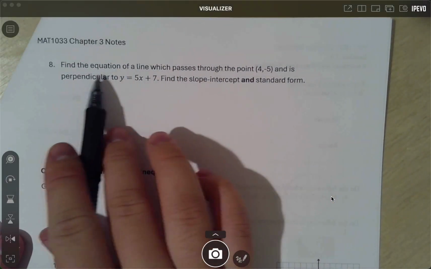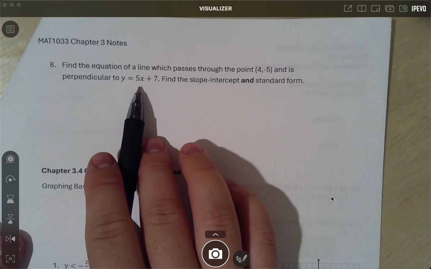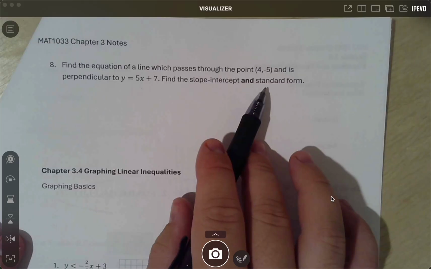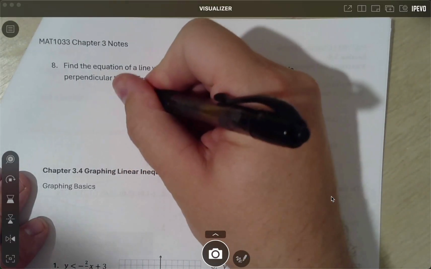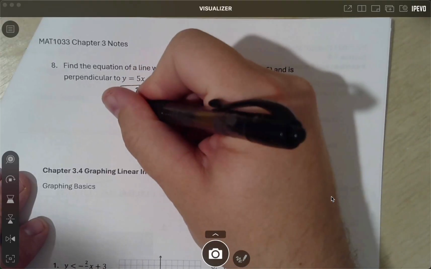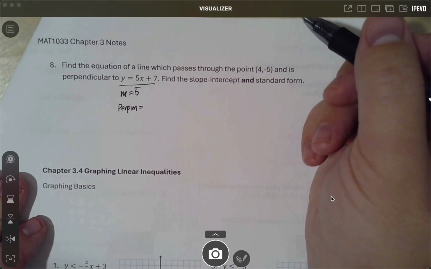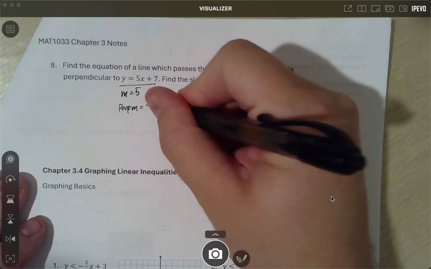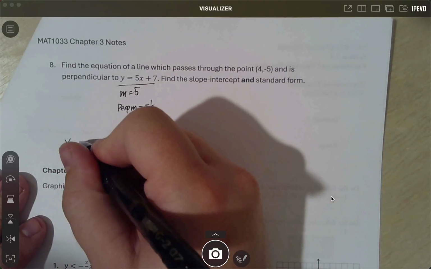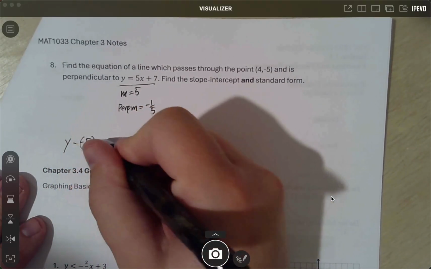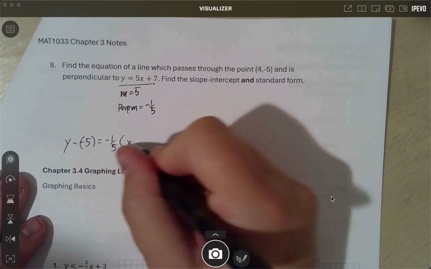So find the equation of a line which passes through the point 4, -5, and is perpendicular to 5x. And we want the slope-intercept and standard form. So here we go. This slope's m is 5, which means the perpendicular m would be, think about it for a second, -1/5. All right, let's plug it in. I've got y minus my initial y value equals my perpendicular slope and x minus 4.